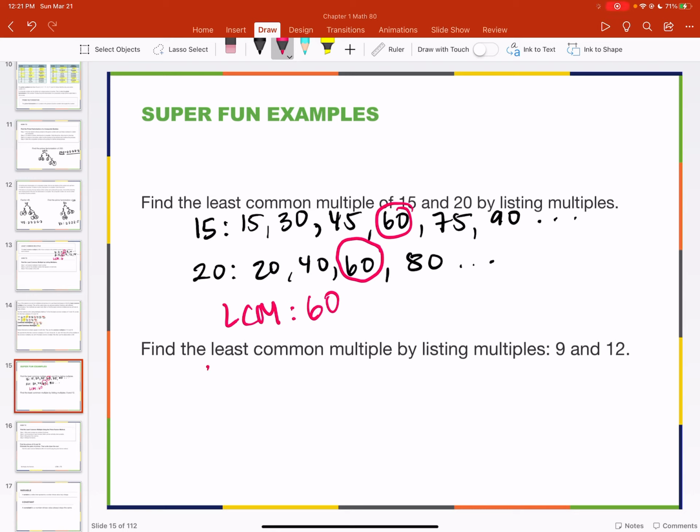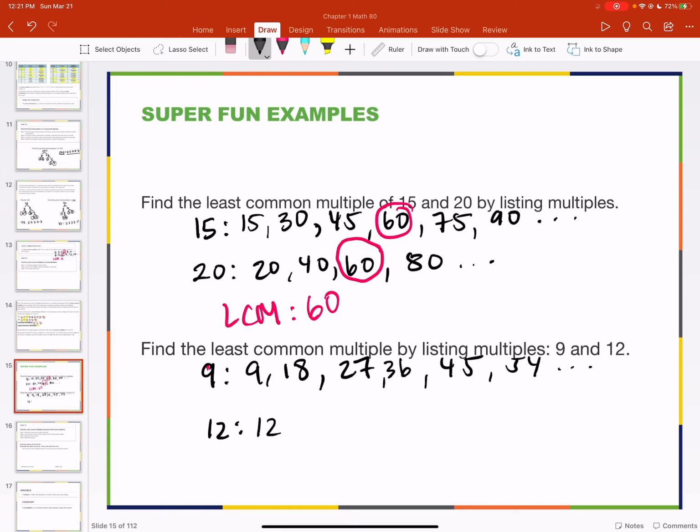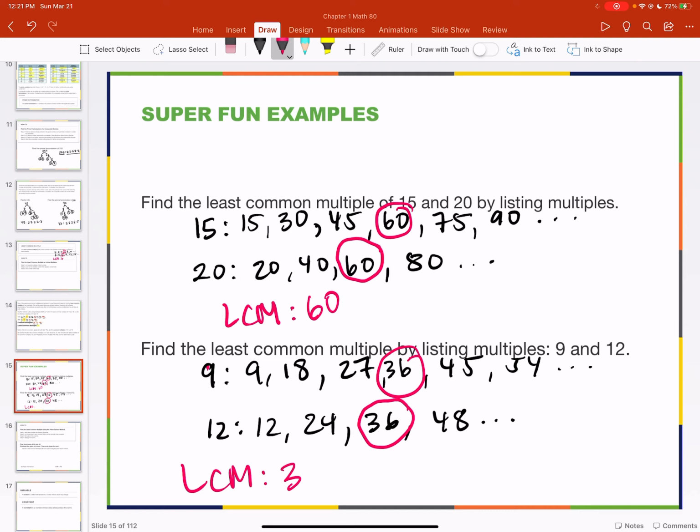Okay, let's do 9 and 12 by listing multiples. You have 9, 18, 27, 36, 45, 54, and so on. For 12, you have 12, 24, 36, 48, but then I can stop there because I notice that 36 is in common. So the LCM for these two is 36.